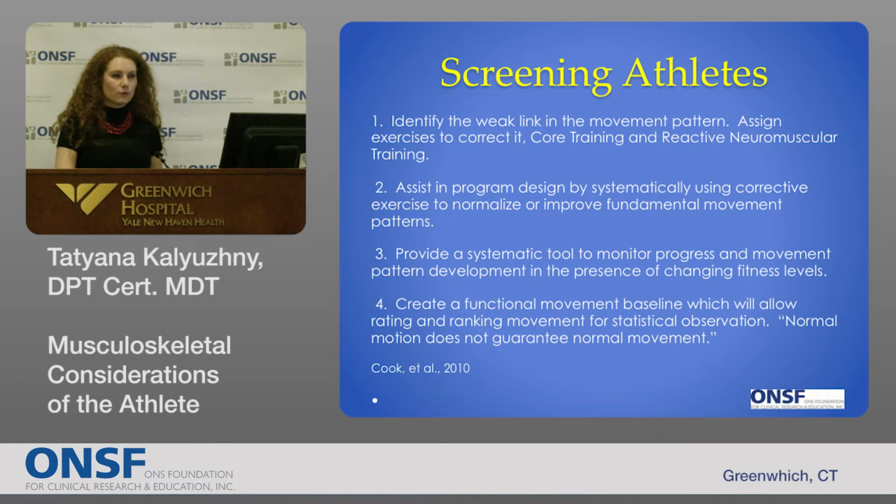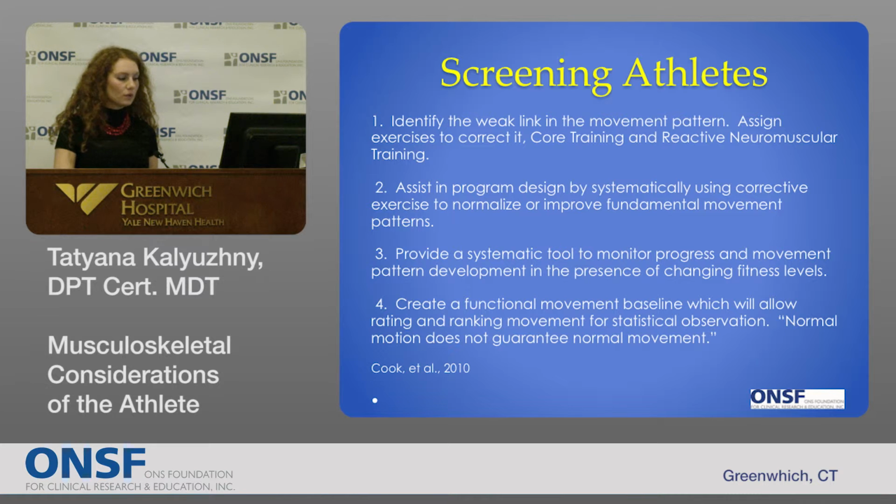We screen athletes for 4 reasons. We want to identify the weak link in the movement pattern, assign an exercise to correct it, such as core training and reactive neuromuscular training. In reactive neuromuscular training, we want to re-educate the muscle to fire properly in case it's not firing during closed chain activities. We want to assist in program design by systemically using corrective exercise to normalize or improve fundamental movement patterns. So if someone cannot do a squat properly, we want to correct it by putting something underneath their feet.